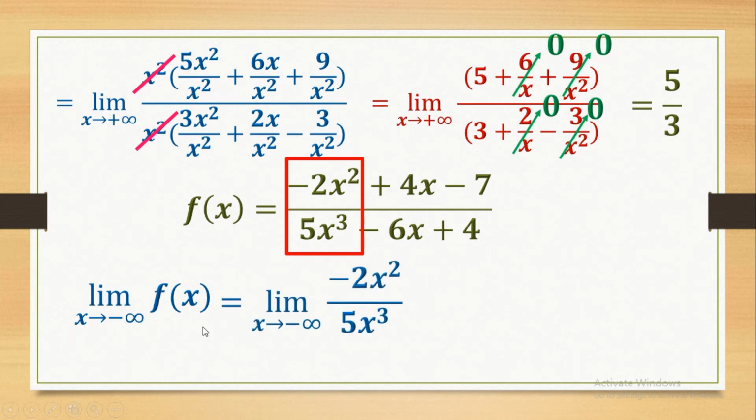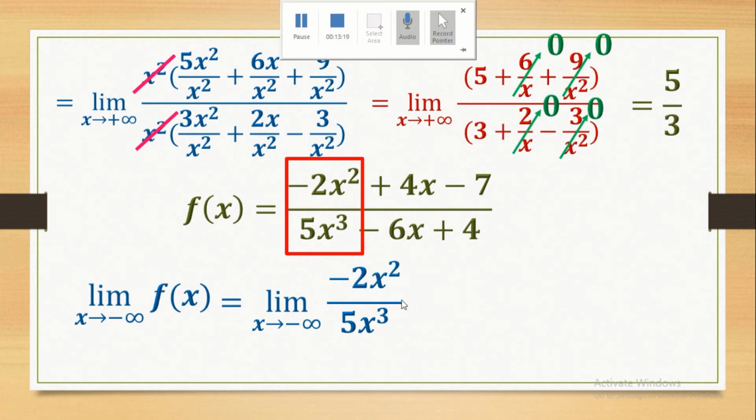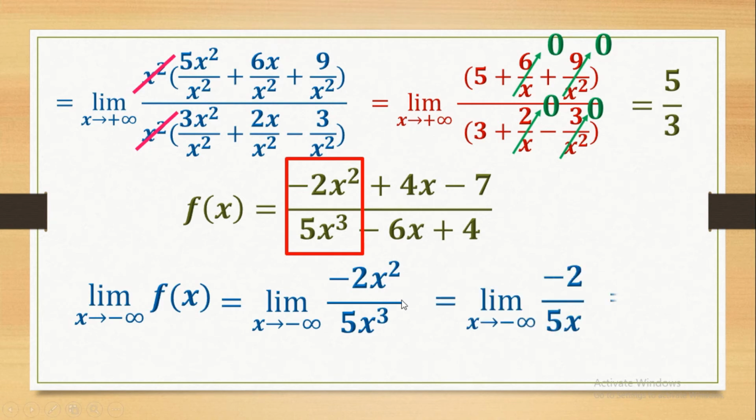Here at minus infinity, the limit of f of x is exactly equal to the limit at minus infinity of 4 minus 2x squared over 5x cubed. Well, note something, we can simplify x squared with x cubed. Then the limit will be equal to the limit at minus infinity of 4 minus 2 over 5x. Well, x tends to minus infinity. Then when we divide by x, the limit will tend to 0. So minus 2 over 5x will tend to 0.